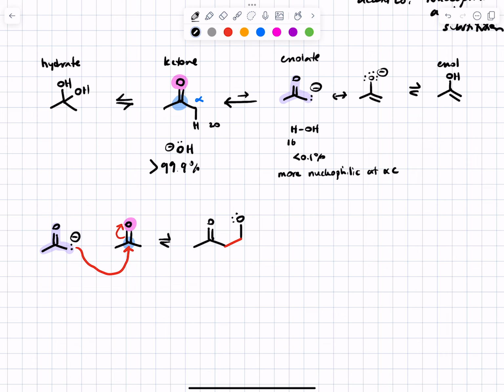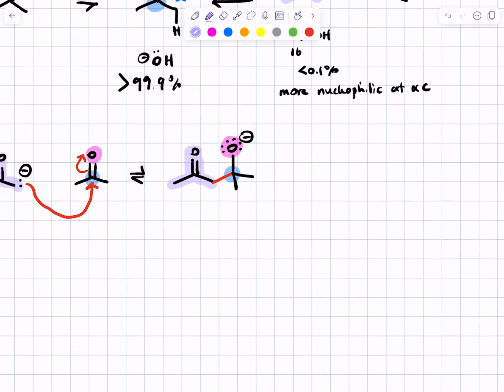Here is the oxygen of our tetrahedral intermediate. Here are the two carbons that are attached to what used to be our carbonyl carbon. In pink is that negatively charged oxygen, and then I'm going to keep highlighting the nucleophile that was our enolate in purple.